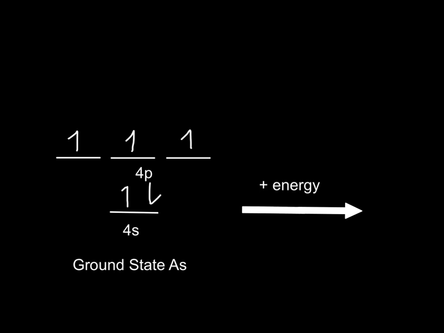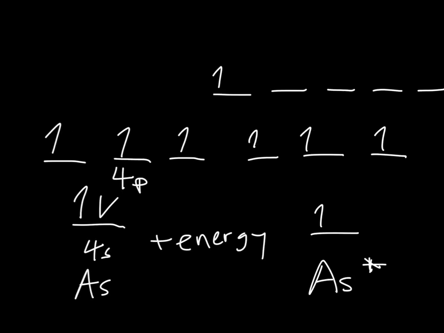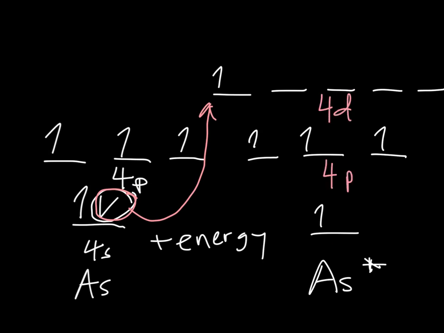So to do that, we add energy to our arsenic and we promote an electron to the next level. The next level available will be 4d. Here on the left we have ground state arsenic, and then on the right we have excited state arsenic, as denoted by the asterisk. So when we add energy, we'll promote this electron right here and it'll get moved up to the 4d orbital. So now we have an arsenic ready for hybridization.